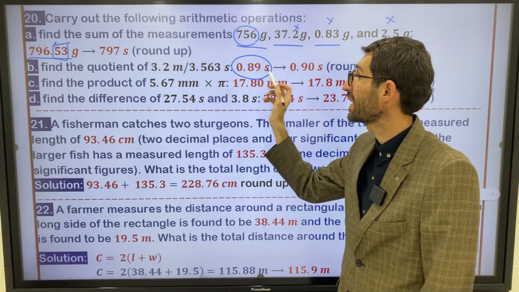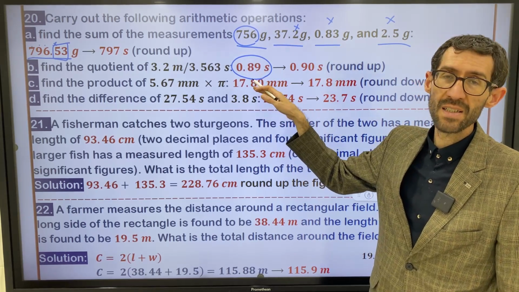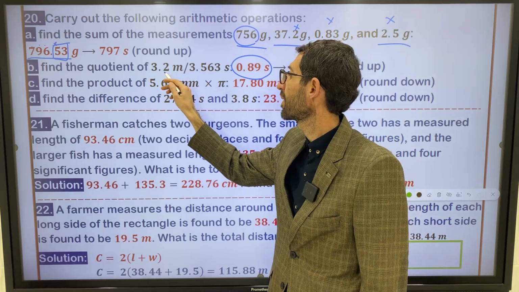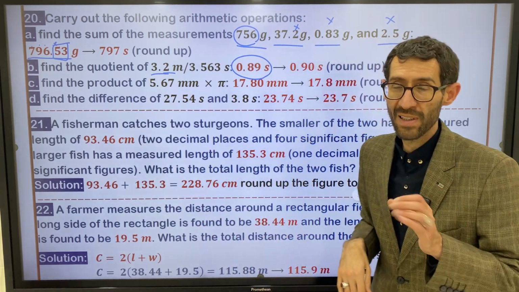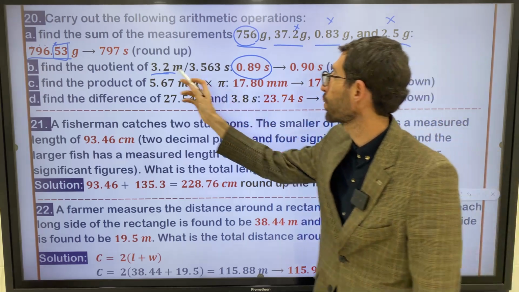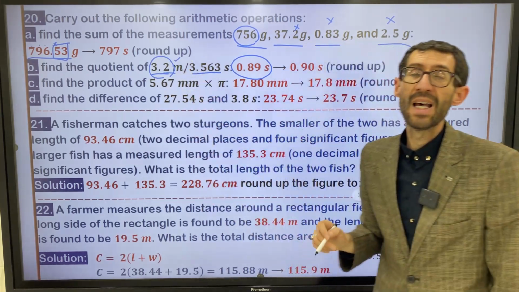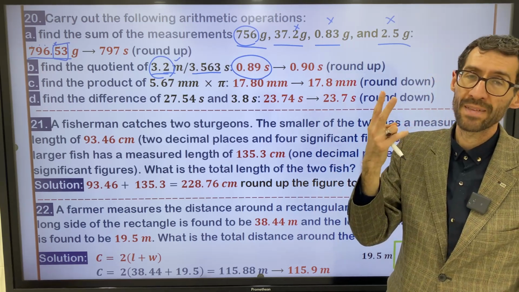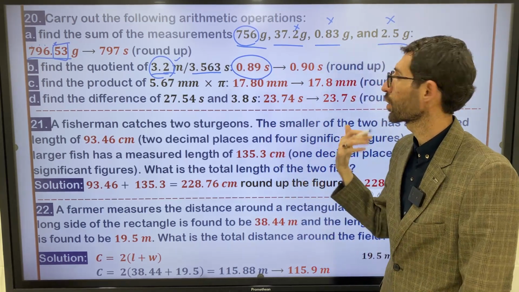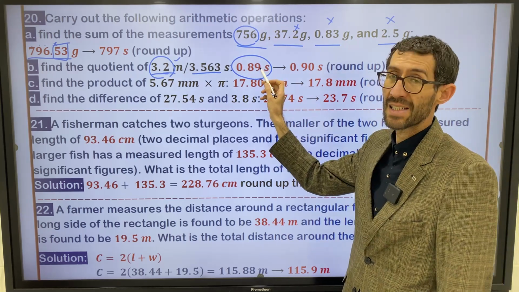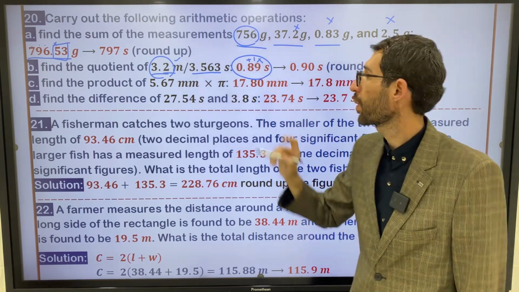So the answer should contain what? Should contain the sig figs as the number with the least sig figs. Which one has the least sig figs? 3.2 or 3.563? Of course, this one, yeah? 3.2. So the answer should contain only 2 sig figs. Here it contains 2 sig figs, but based on the rules of rounding, this is our last digit. I drop it. I add 1 unit to the 8, and it will be 0.9.